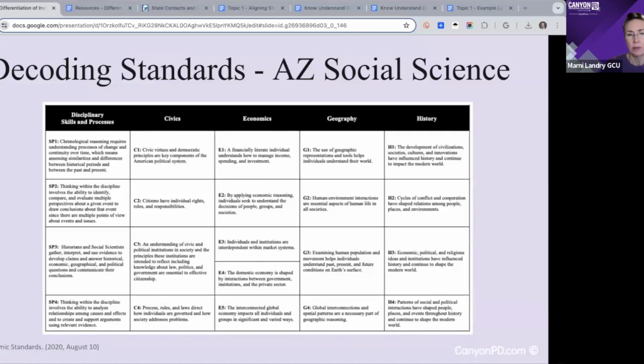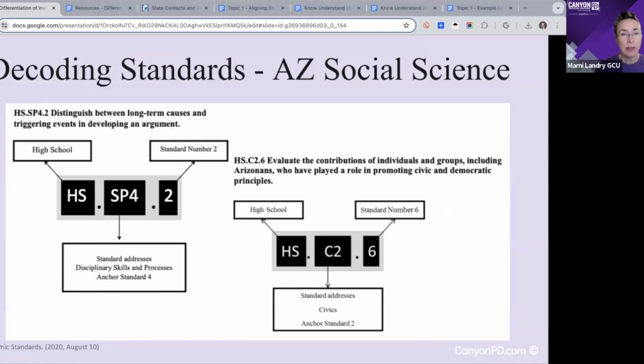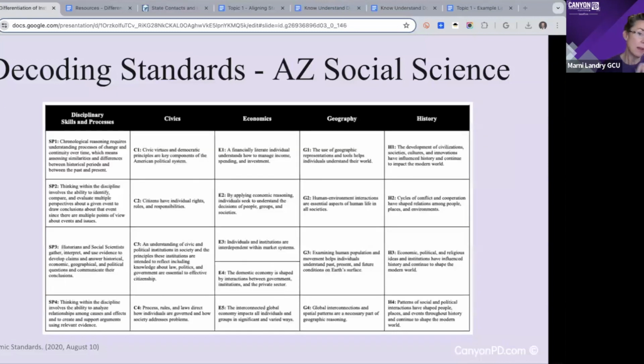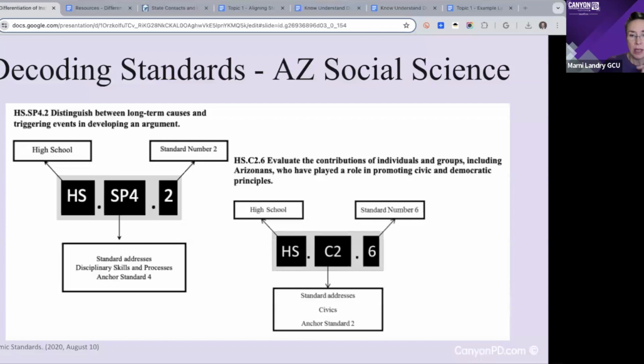So you'll notice that there are these 4 major areas to the right, and then the first column is actually the skills and processes. And once again, they have a lettering and number system that's very similar. The first letters will be the grade, HS for high school, 1 for grade 1. And then notice in these 2 examples here, the middle box. The one on the left is SP4, meaning that's the skills and processes anchor standard 4 here in the bottom left-hand corner. And then on the right, still high school, civics anchor standard 2, number 6.